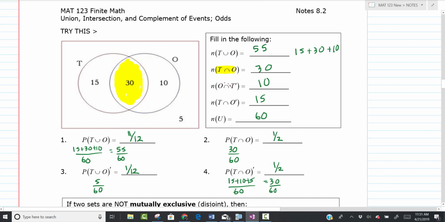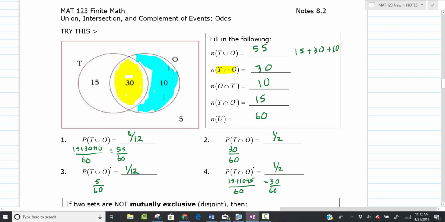Okay, the next one goes like this. This is the intersection of O and T prime. So one approach on this is just, okay, that's what's in O. T prime is everything outside of T, which would be this and this. So basically, that is the 10. Okay, so I'm going to highlight that. Again, use the check marks or whatever strategy helps you to do that. Okay, so I'll highlight that part in blue.